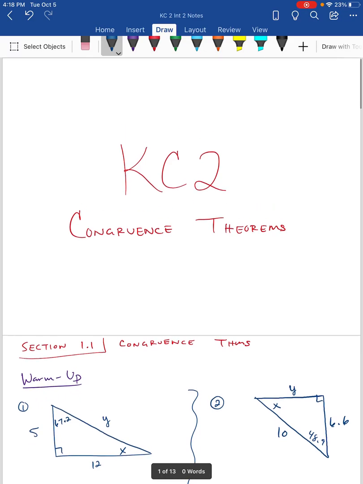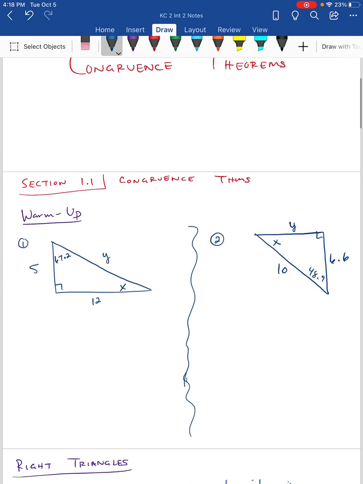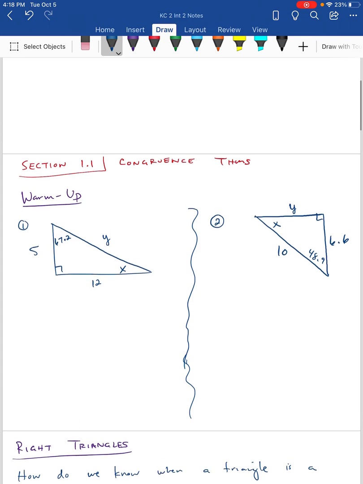Hi everyone, today we are starting Unit 2 of Integrated 2, which is congruence theorems on triangles mostly. Okay, so to start off the first section, 1.1, we are going to go over congruence theorems, but before we get to that, I want you guys to pause this video and try these two problems for warm-up before I solve them. Okay, so go ahead and pause that now. Now, once you come back, you needed to find the measurements of angle X and side Y.